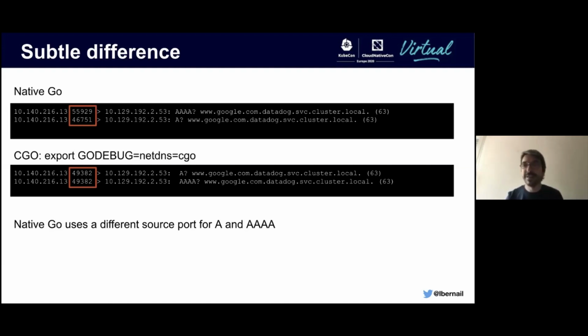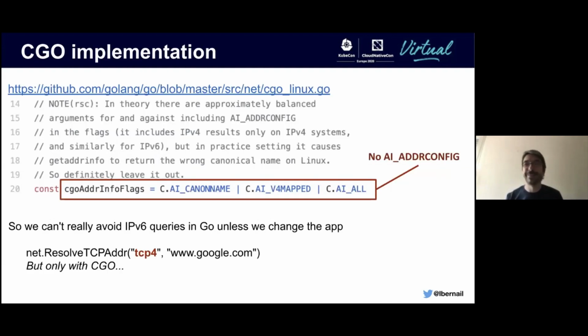So we looked into the Go source code and look at what we found. We found that when you use cgo, Go is actually specifying hints, and the hints it specifies are different from the default glibc ones. And what is very important here is that addr config, which will not do IPv6 resolution if there's no IPv6 address, is not in these hints. So it's very sad, because in Go, it means you can't easily remove IPv6 query.